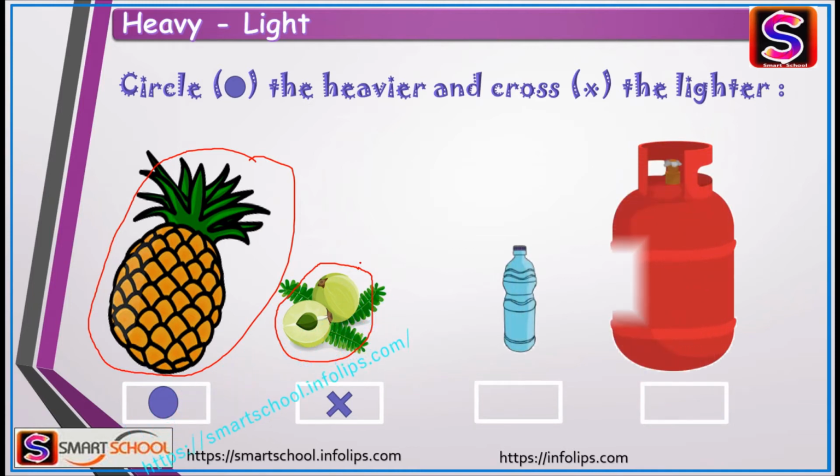See there. There is a cylinder and a bottle. Tell me which one is heavy and which one is light. Cylinder is heavy and the bottle is light. Right, cylinder is heavy because it has more weight. So we will put a circle on the cylinder, and bottle is light, so we will put a cross on the bottle. Okay? Yes. Let's see more examples.